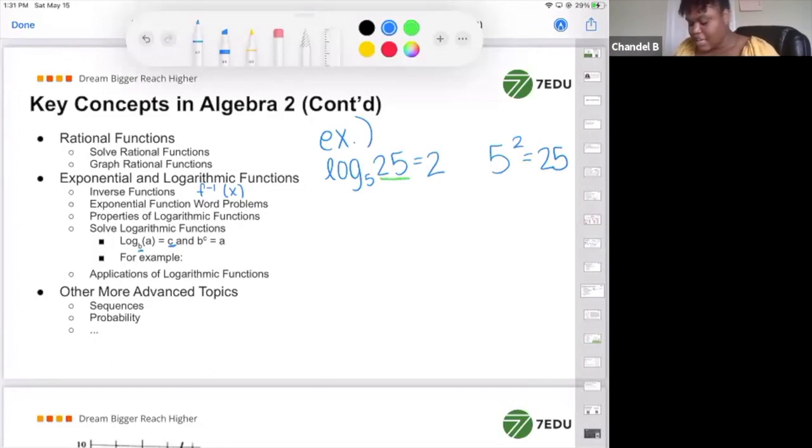So following the same pattern, I want you guys to try this one, log base 3 of 27 equals what? So I'll give you guys 1 minute to try that.